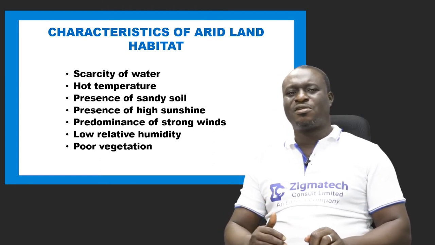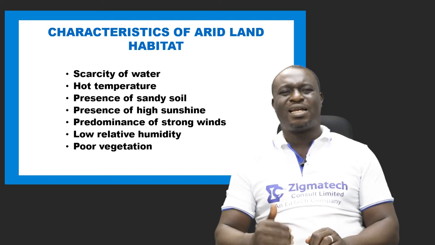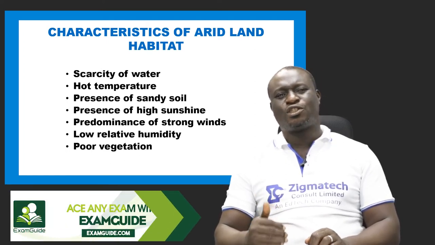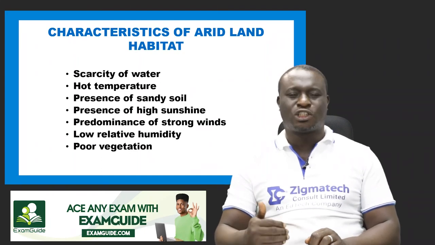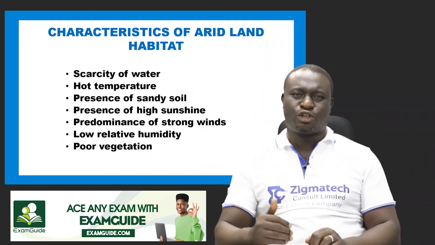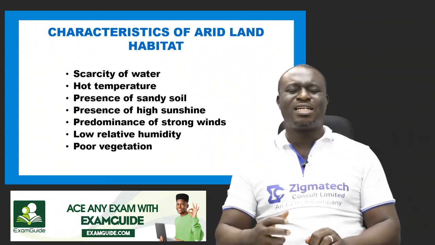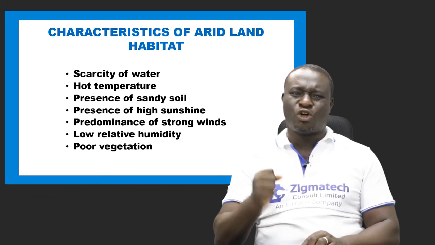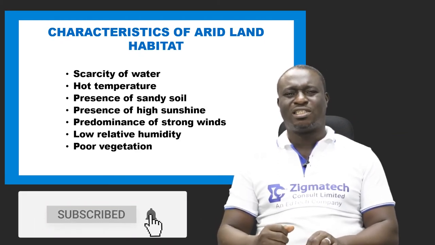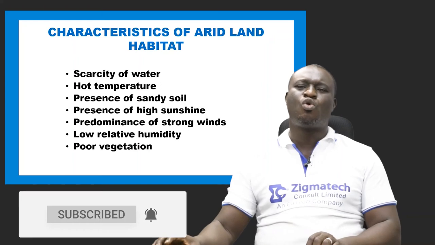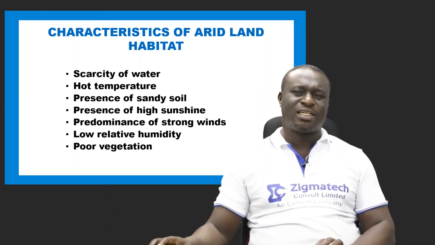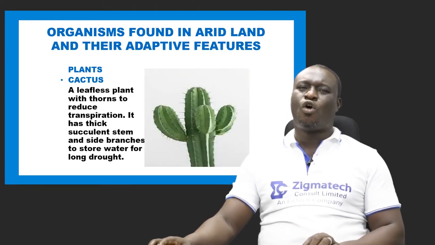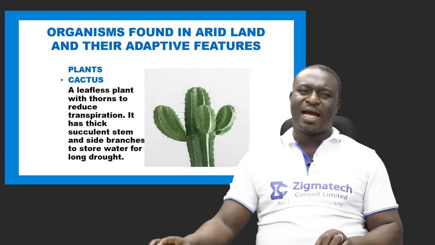Next, number four characteristic of arid land habitat is presence of high sunshine. And that high sunshine is what results in the high temperature. Next is predominance of strong wind. There is a dominance of strong wind and also poor vegetation. And we also have low relative humidity. Now, what are some of the organisms that can be found in arid land?